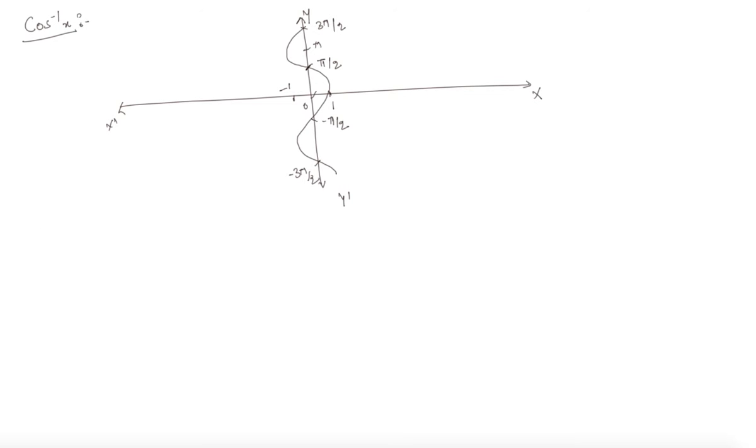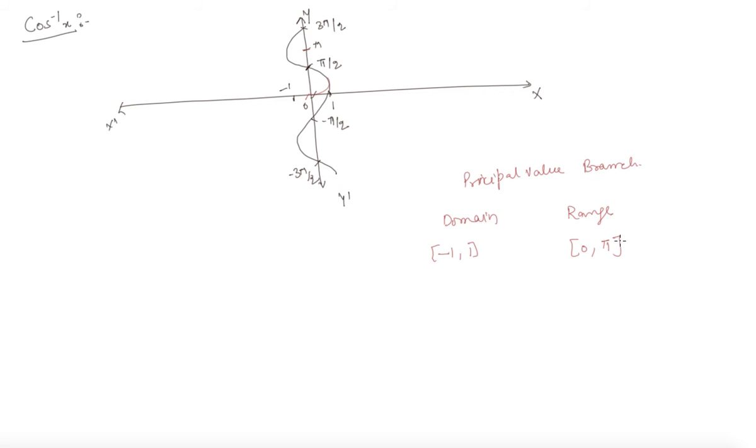Now I am writing here parallelly the principal value branch. The domain is minus 1 to 1 closed interval, and the range is 0 to pi, from here to here. So students, this is the principal value branch for the function cos inverse of x.